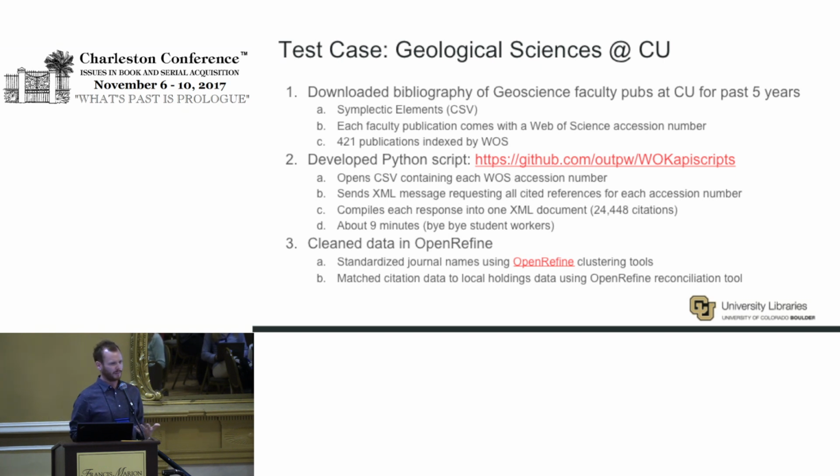If you don't have Symplectic Elements, that's okay. You could still do it with the Web of Science API with a couple more steps added, and it would also be pretty straightforward. All of those faculty publications came to me with a Web of Science accession number, which is important. I needed that to do my query. And I ended up with 421 publications. So over 5 years, the geology faculty at CU had 421 publications indexed by Web of Science.